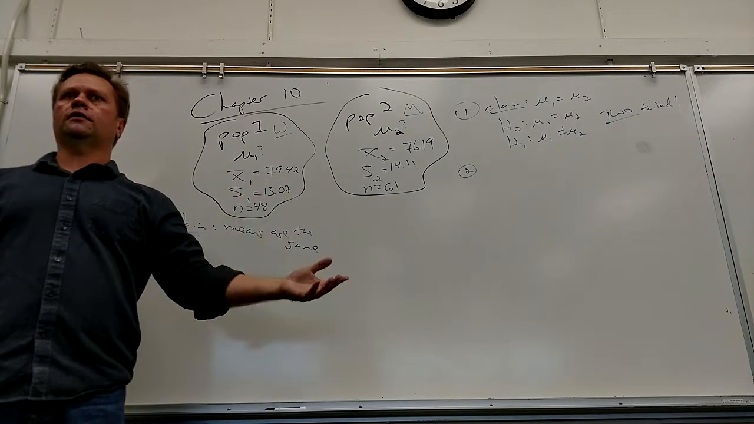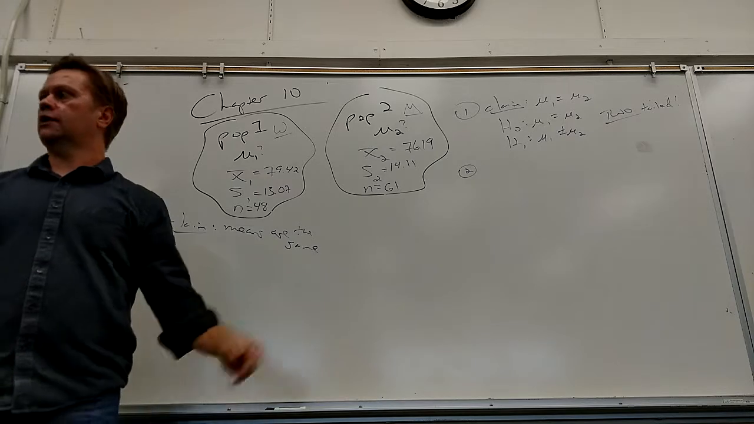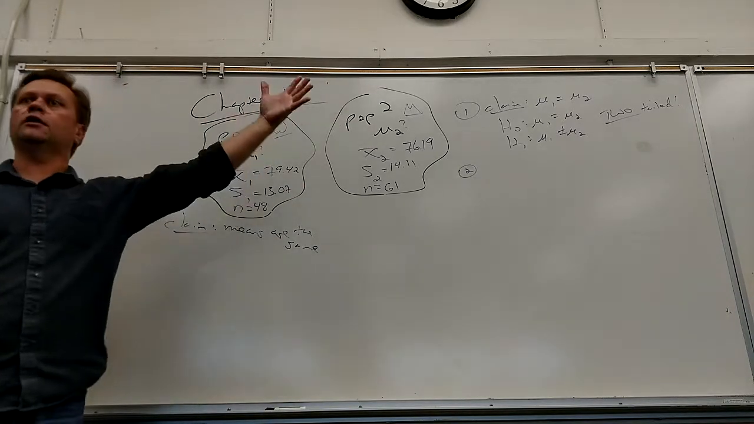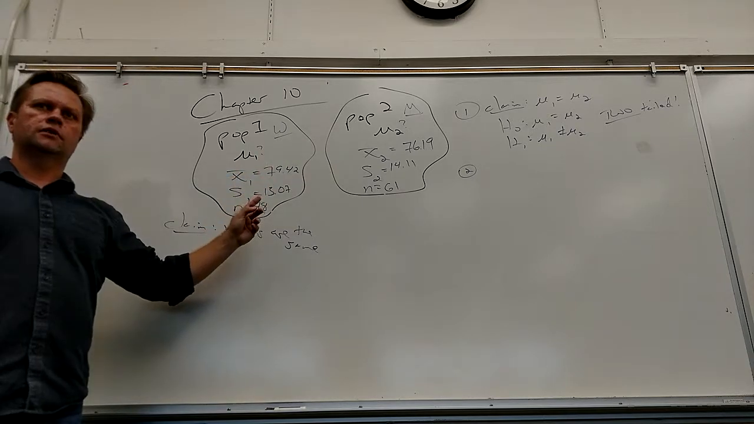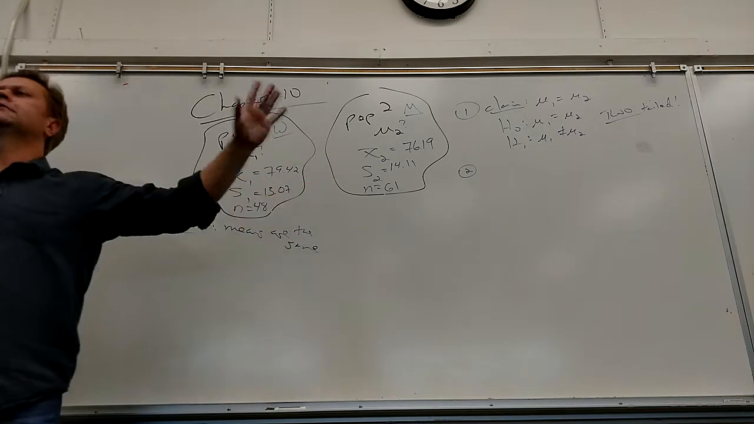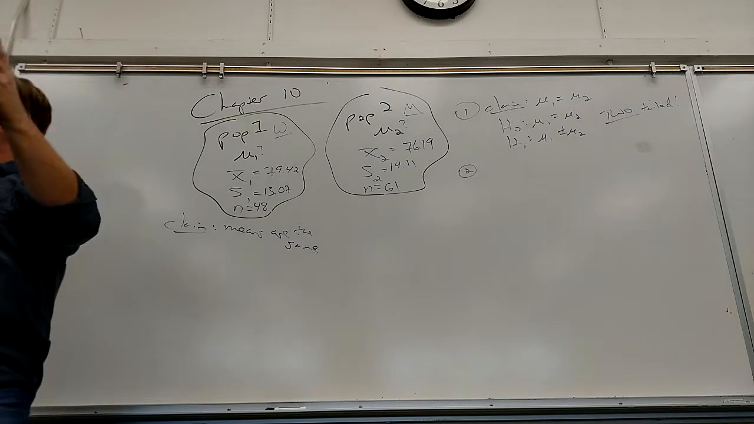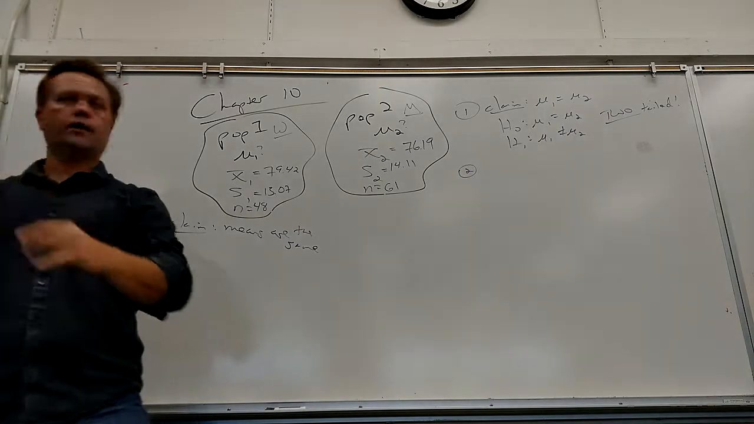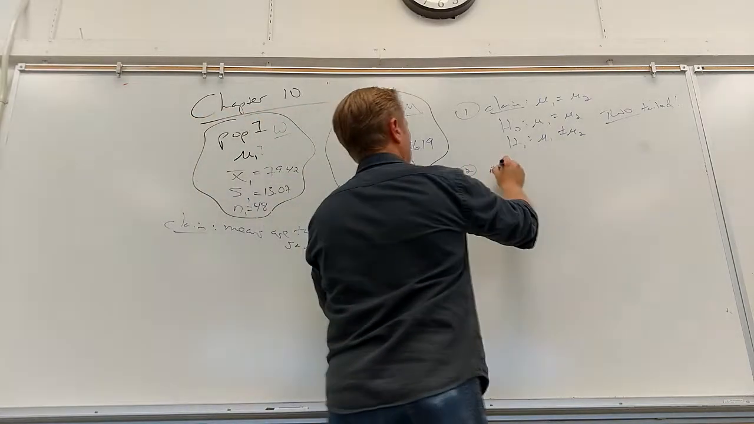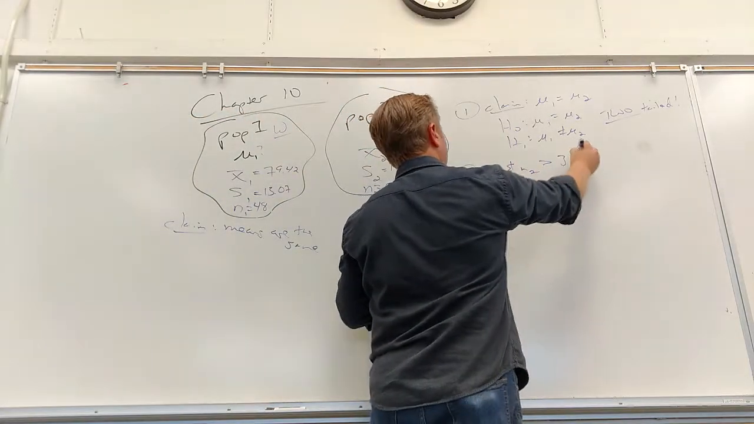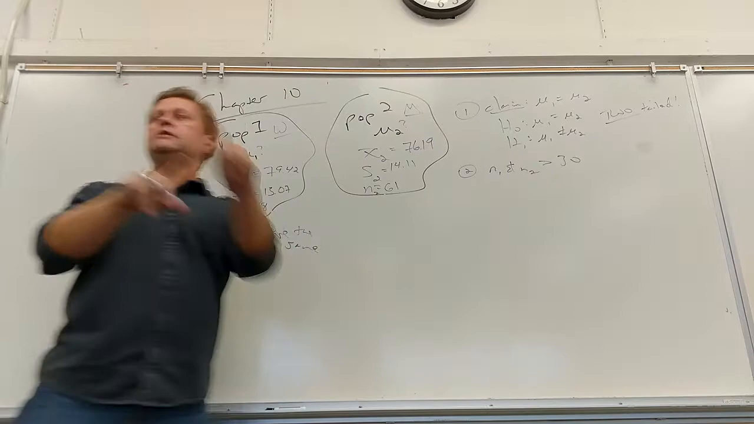Now, in order to say that I can do something in this case, because I didn't say anything about the populations, because I don't know anything about the populations, what do I need to say on the second step? It's the only thing that matters about the sample sizes. Both sample sizes are bigger than 30. I like it. So n1 and n2 bigger than 30. So that means I can do something.